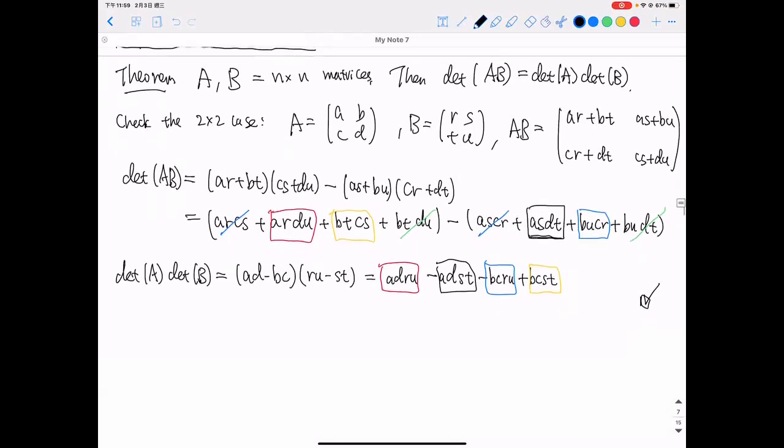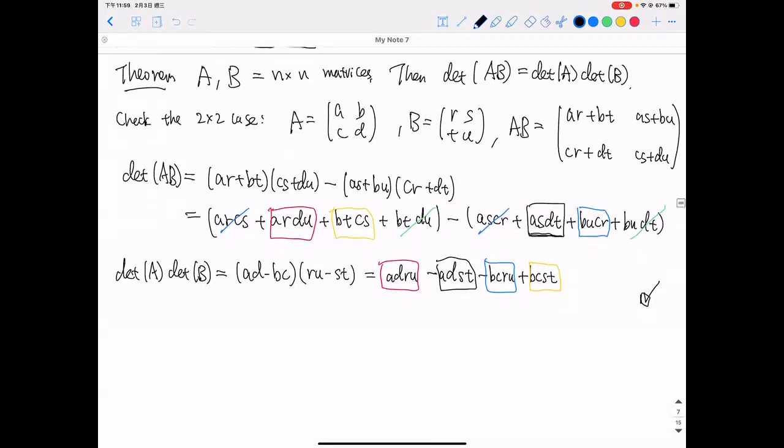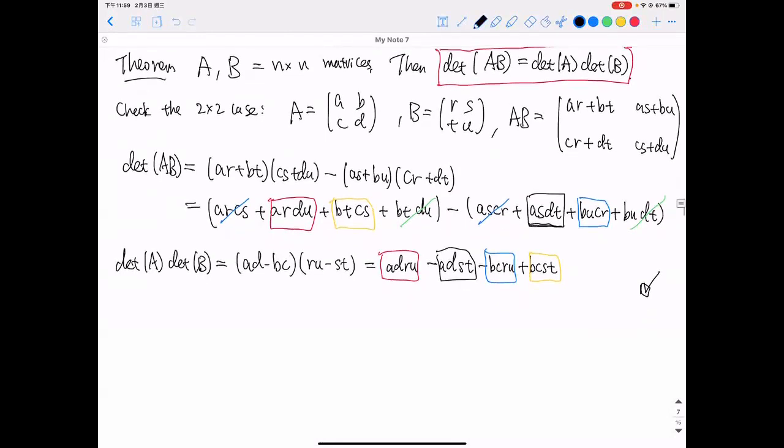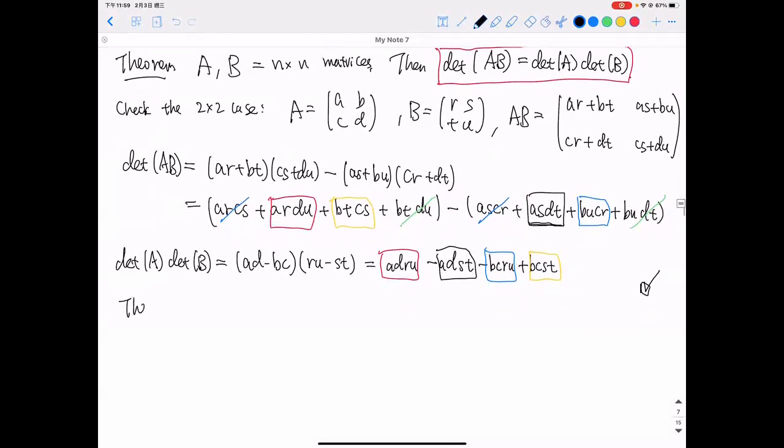And this gives you at least some confidence that this is true. In general, it's going to be a tedious proof, so we will not do it, but we will just quote it here. Okay, so that's the first theorem.